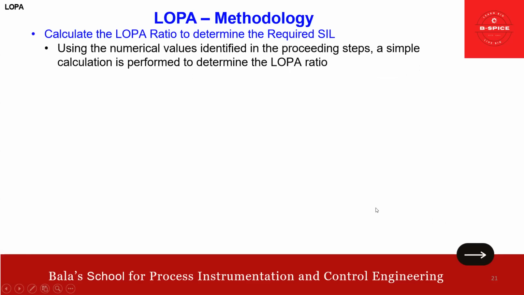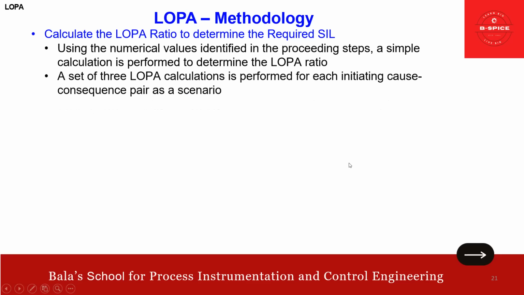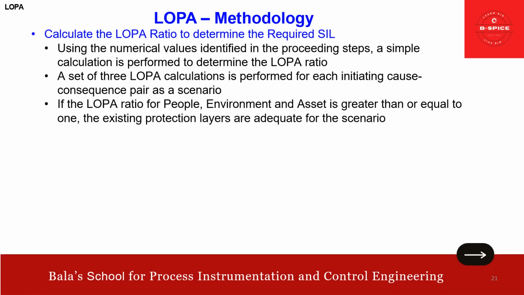Now we calculate the LOPA to determine the required SIL. So how are we calculating? Using the numerical values identified in the preceding step. A set of three LOPA calculations is performed for each initiating cause. If the LOPA ratio for people, you remember people, environment, asset, right, is greater than or equal to one, very, very important, friends, just remember. How to calculate all this, we'll see. Don't worry, I'll show you that.